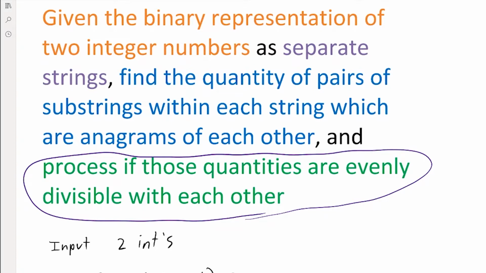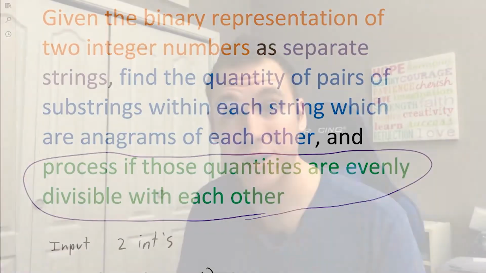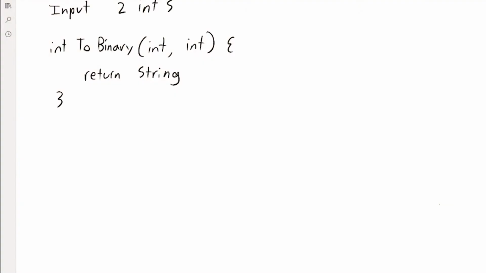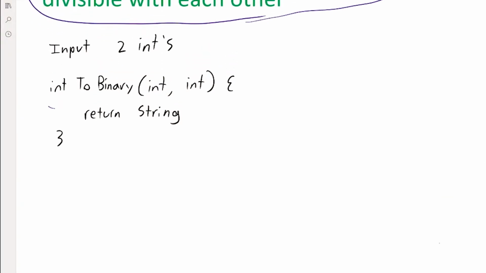This can be split into a couple functions. One called isAnagramDivisible, which takes two integers and returns true or false, and the other function is a simple isDivisible function, which returns whether two integers are divisible with each other, irrespective of the ordering of those two integers. So let's write this out. The first function we need is int to binary.